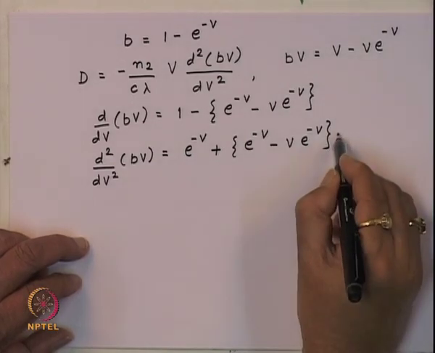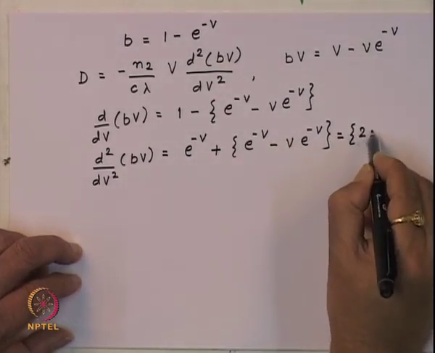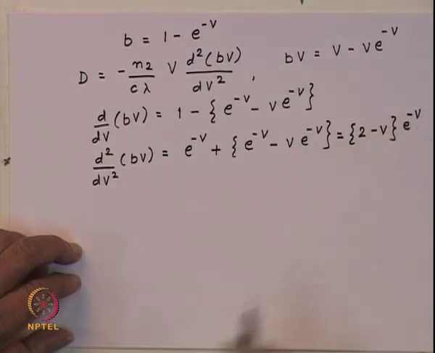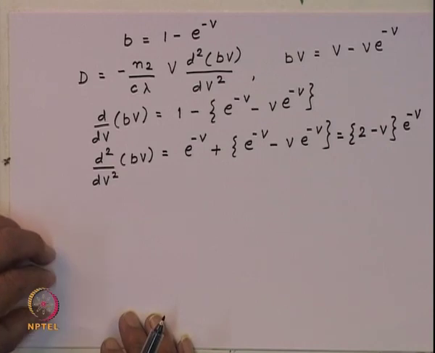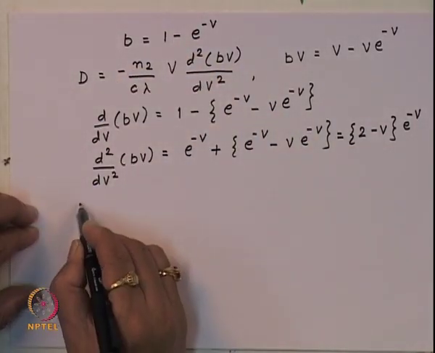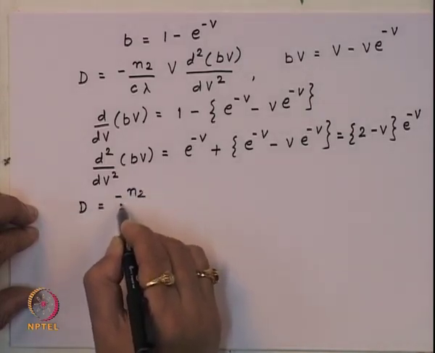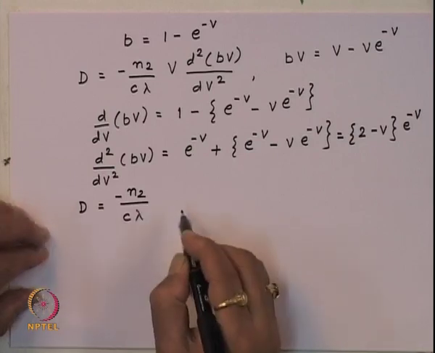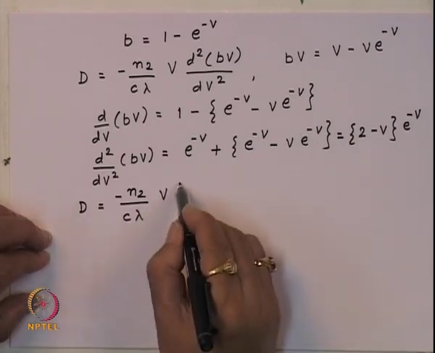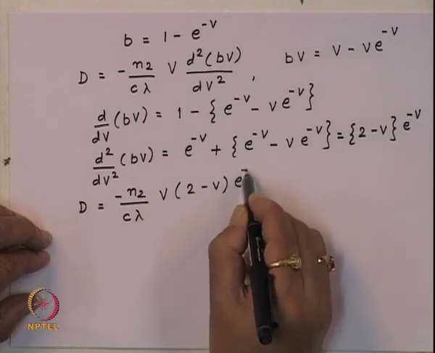So, that is equal to 2 minus v e to the power minus v. We can substitute this into the expression for the dispersion. So, the D is minus n2 upon c lambda v into 2 minus v e to the power minus v.